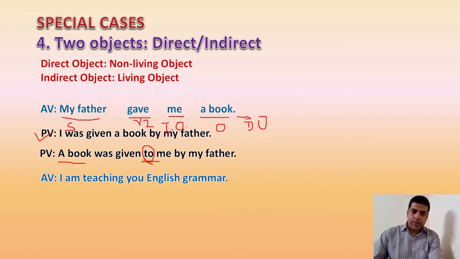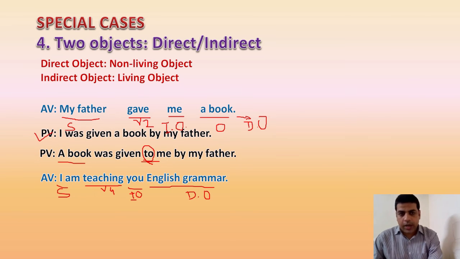Let's look at one more example. I am teaching you English grammar. In that case, what is happening? I is the subject, teaching is the verb in V4 form because the sentence is in present continuous structure. You is the object, and what is this object? Indirect object, right? And English grammar, that is the direct object. Now what you can do is with either one you can make the sentences, as I have told you already, but making the sentence with the indirect object would be preferred in some cases.